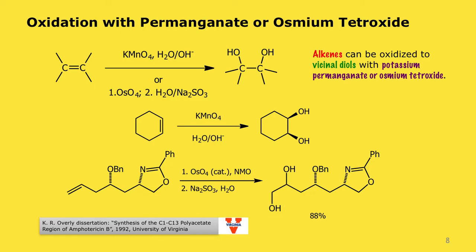And you can actually find the experimental procedure for this in my dissertation from way back when. In this case, I needed to make the diol out of this double bond at the end, and the rest of this molecule is very sensitive, so there's no way I could have used potassium permanganate. And so it went reasonably well, 88% yield, isolated yield is pretty good.